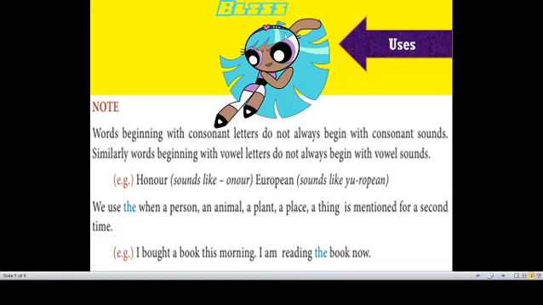We use the definite article the when a person, animal, a plant, a place or a thing is mentioned for a second time. Then we can use the ஒரு noun, ஒரு animal or person or name of a place or thing. If it is mentioned for a second time, then we can use the definite article the. Here I have given one example. I bought a book this morning. I am reading the book now.